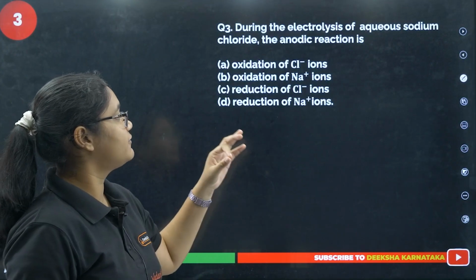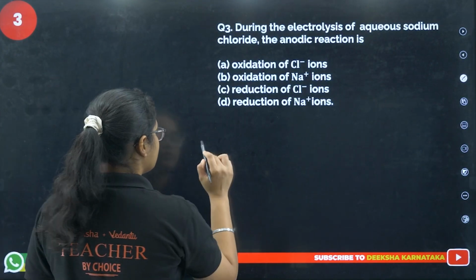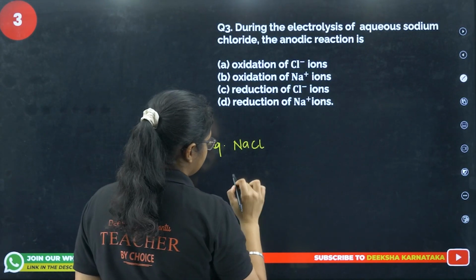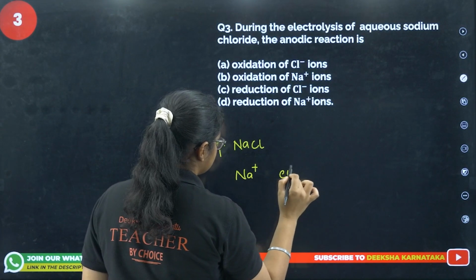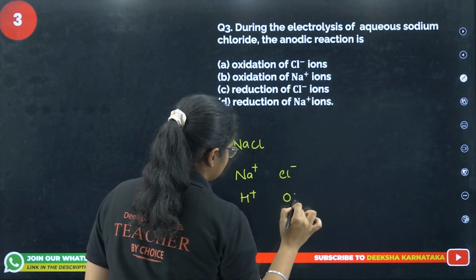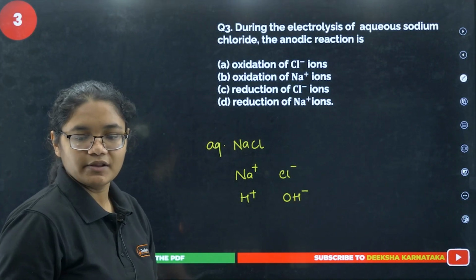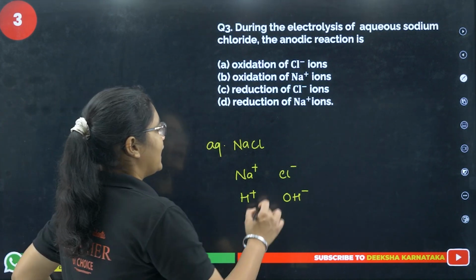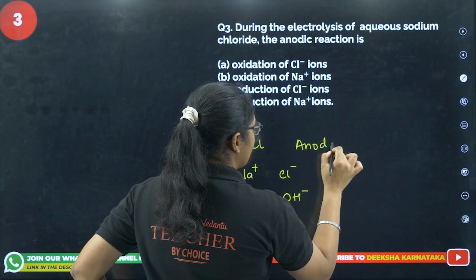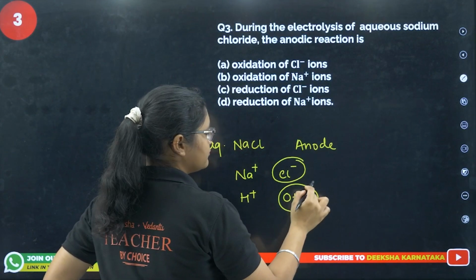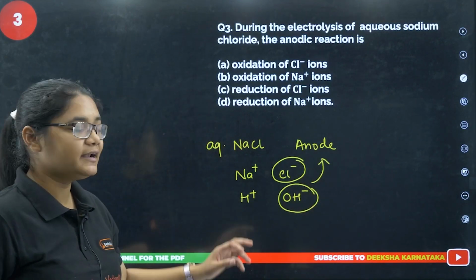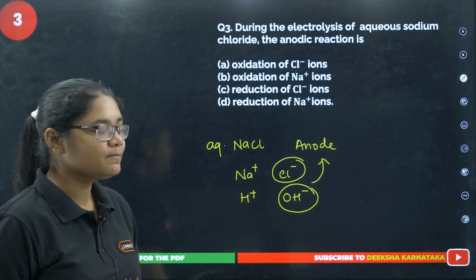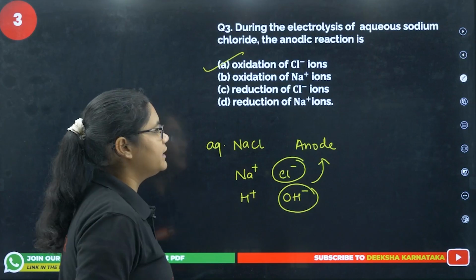Next, during the electrolysis of aqueous sodium chloride, the anodic reaction is? If you have aqueous sodium chloride, that means you have Na+, Cl-, H+, OH-, right? So the anodic reaction is at the anode. This one will move towards the anode, and just now we have seen that chlorine will undergo the reaction because of the overpotential of water. So that is why oxidation of chlorine will take place.